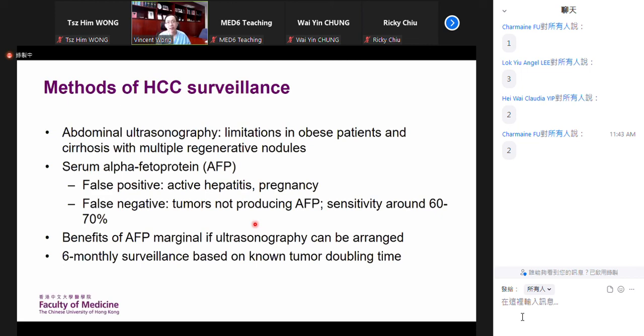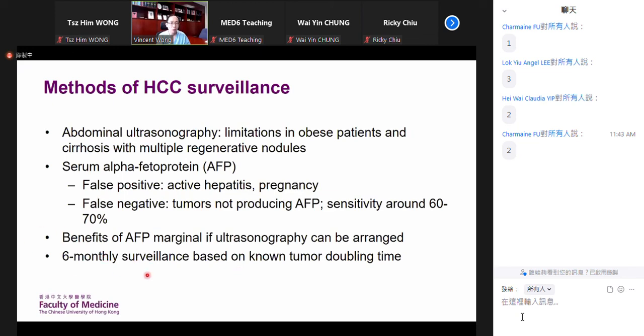And therefore, in some Western guidelines, if you have already got abdominal ultrasonography, it is highly doubtful whether alpha-fetoprotein would have any additional benefit. However, in the Hong Kong setting, because we don't have enough radiographers and we cannot guarantee 6-monthly ultrasound scans, and therefore some screening is better than no screening, we are still doing AFP.